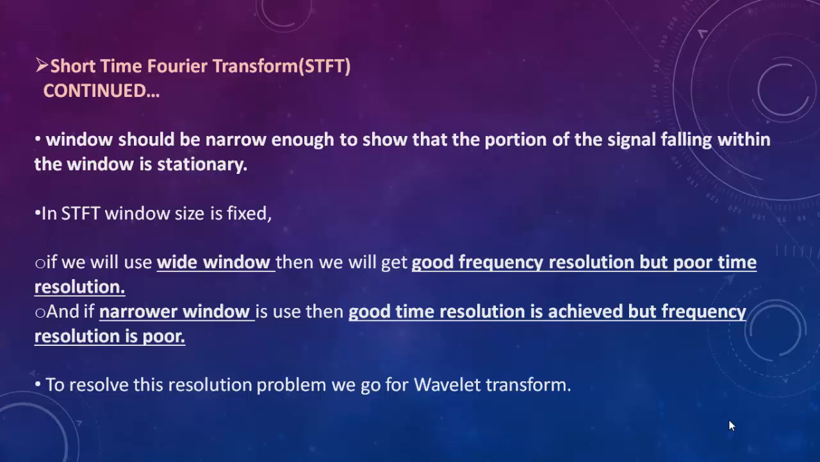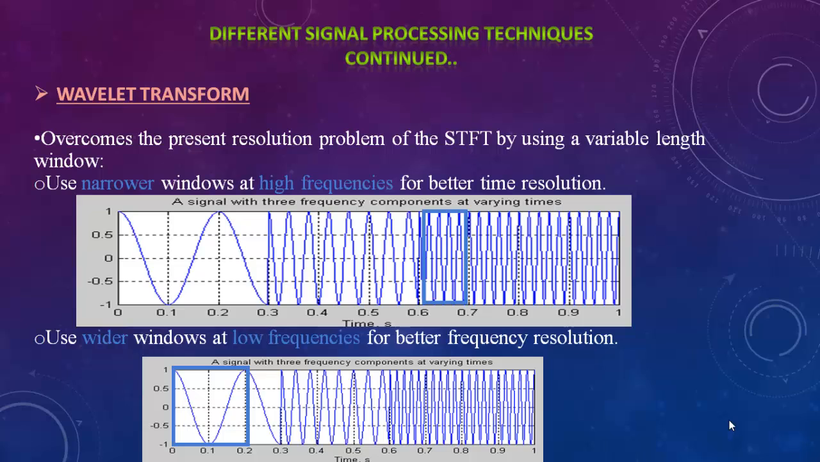In short time Fourier transform, the window should be narrow enough so that the portion of the signal falling within the window is stationary. As the window size is fixed, if we use a wide window, then we will get good frequency resolution but poor time resolution. And if we use a narrower window, then good time resolution is achieved but frequency resolution in that case is poor. To resolve this resolution problem, we go for the wavelet transform.